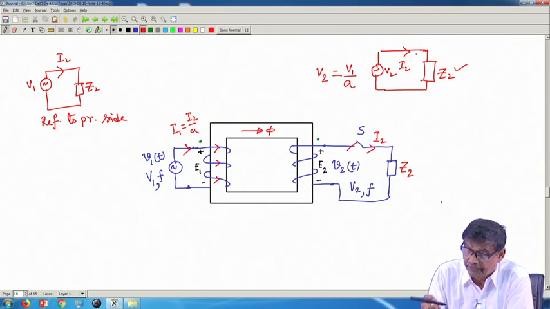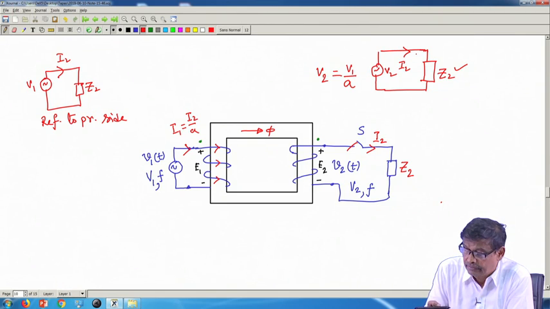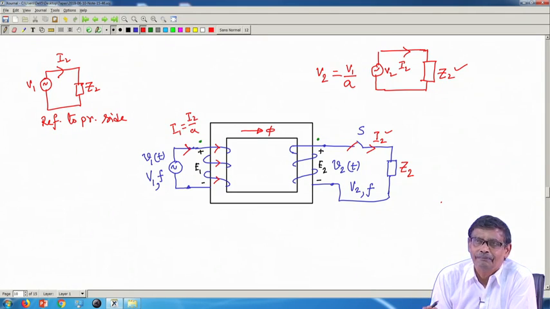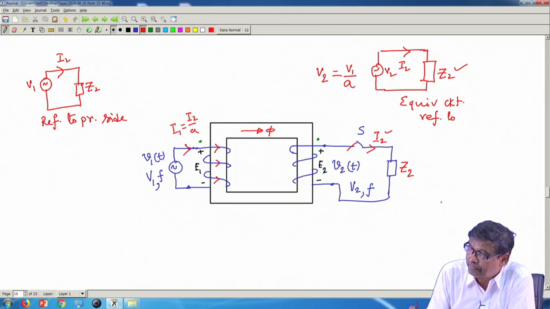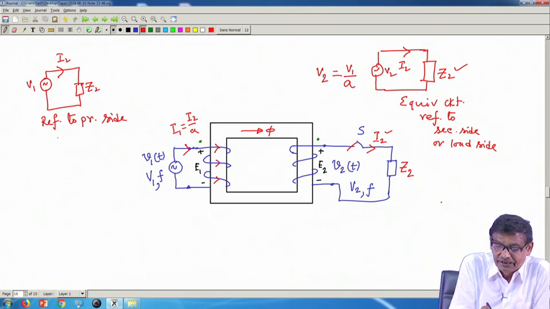Then you will ask, that is fine, but I have to solve for currents, this is the actual thing. So you have solved for I2. The moment you have solved for I2, your I1 is I2 by A, that is all. Are you getting it? So this is the equivalent circuit referred to the secondary side or load side, and this is the equivalent circuit referred to the primary side or source side.